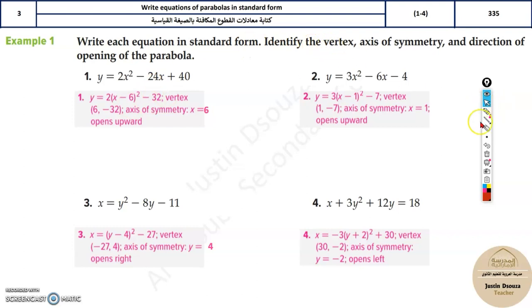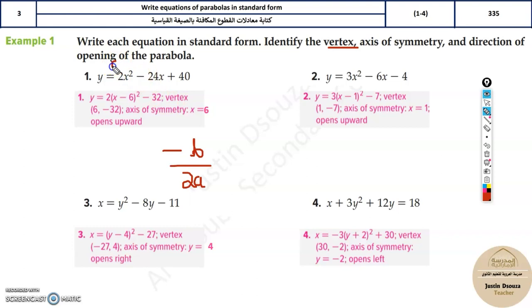So the vertex is very easy. You must remember a formula for the vertex. It is minus b by 2a. This always is the vertex. It doesn't matter whether it's x-axis or y-axis, vertical or horizontal. It's fine. It'll be the same formula. I'll solve a few over here.